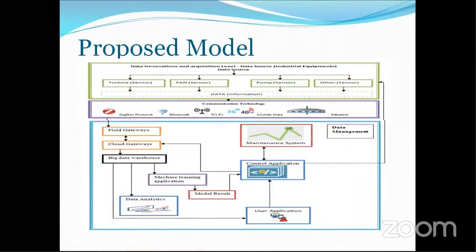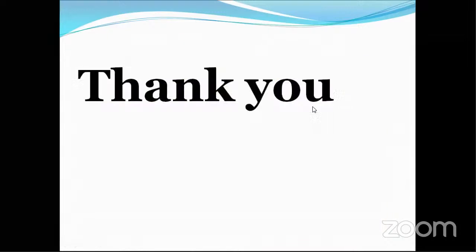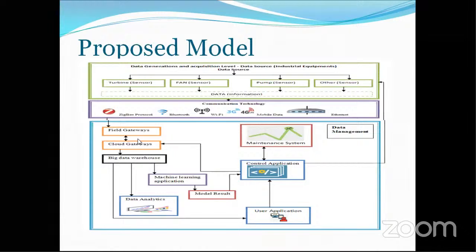This is my proposed model. First, we identify the equipment and create the data generation and acquisition level. Here we get the data: turbine, fan, pump, and other equipment data. If you monitor the turbine vibration, then put the vibration sensor. This is the device where the data is easily accessed. And this is the field gateway, cloud gateway.